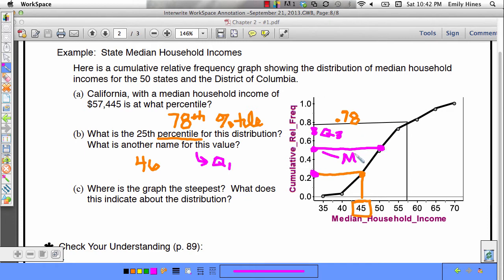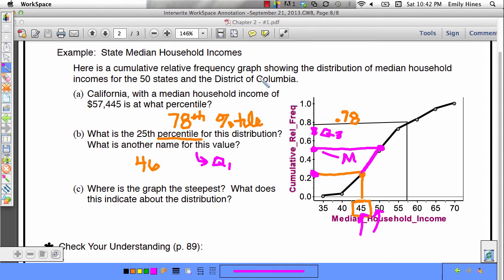Okay, and where the graph is the steepest tells us that from here to here, that's where we saw the most increase. So from 45,000 to 50,000, we added the most people to our household income. So that is the largest difference in relative frequency, between those two.